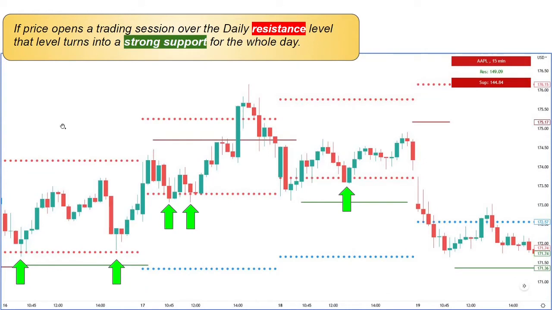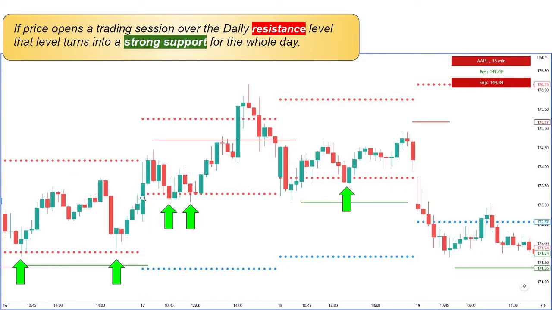In the same way, if price opens the trading session over the daily resistance, you see this is the daily resistance, and price opened up the new session over that level, so that daily resistance turns into a daily support. It becomes a strong support for the whole day. You can see that that level got tested twice, first in the morning and second in the afternoon, and in both cases that level of support held.